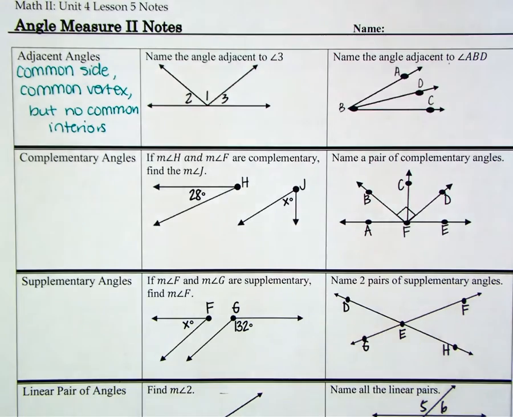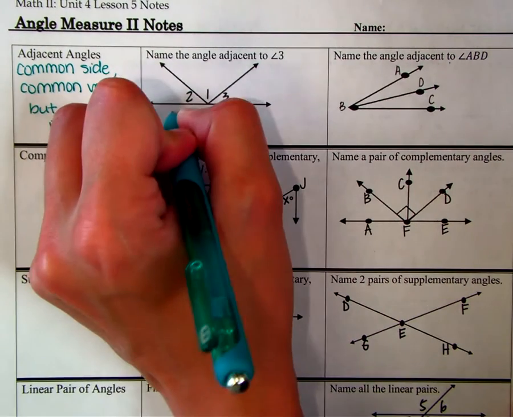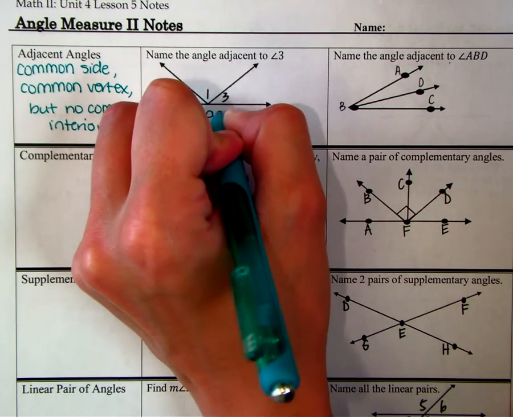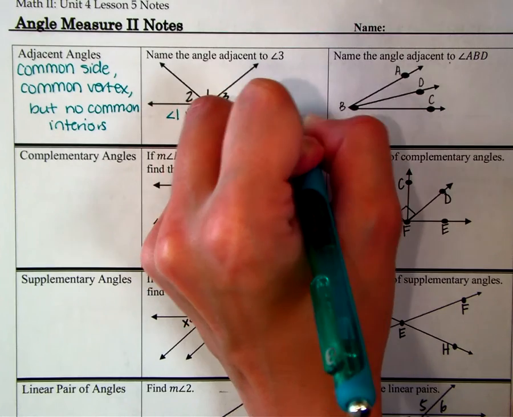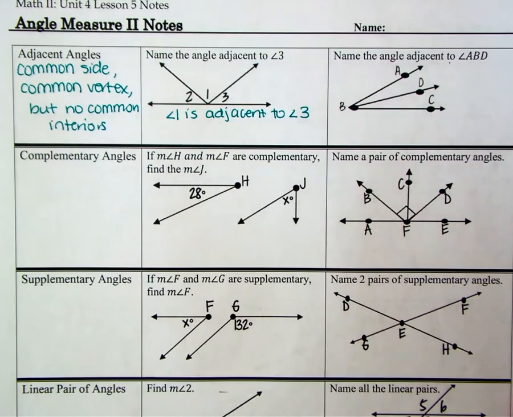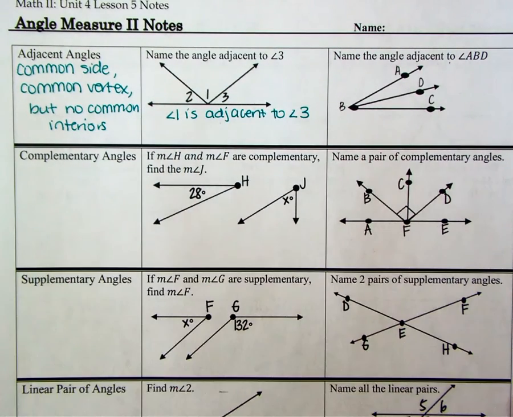So in this first one, we would say that angle 1 is adjacent to angle 3. That answers the question, but we also know that angle 1 and angle 2 are adjacent, but 2 and 3 are not adjacent because they don't have enough in common.